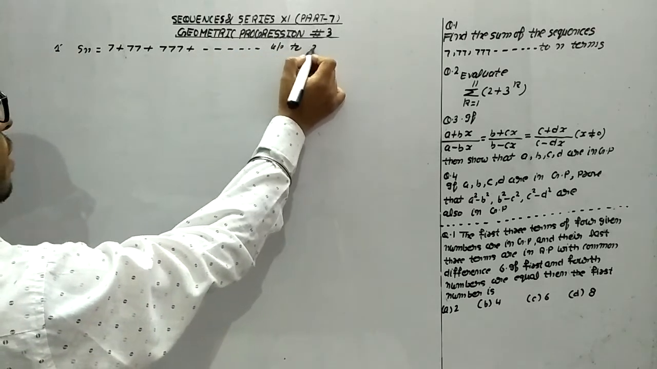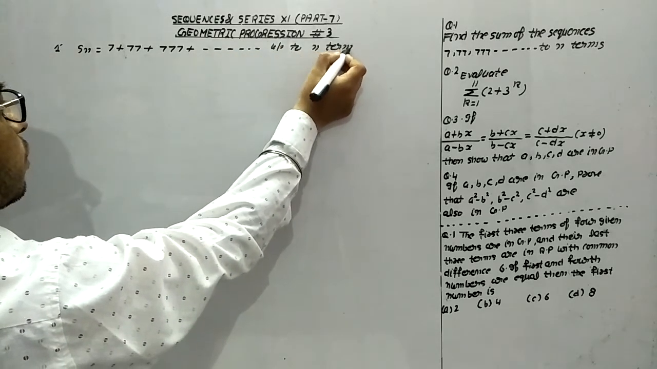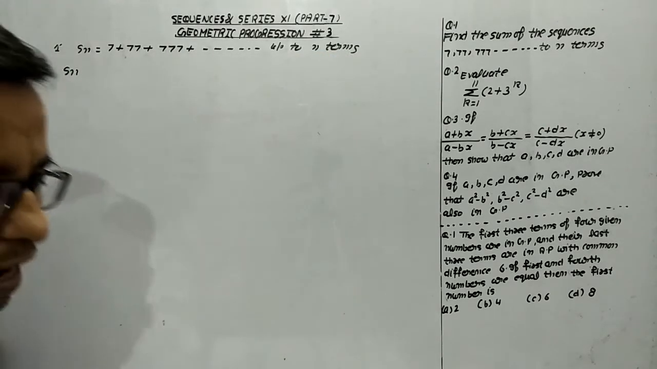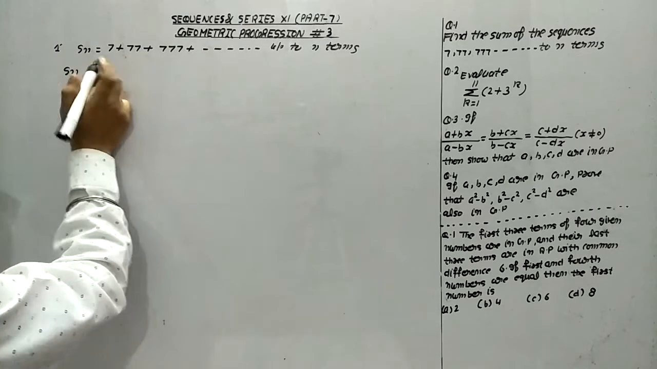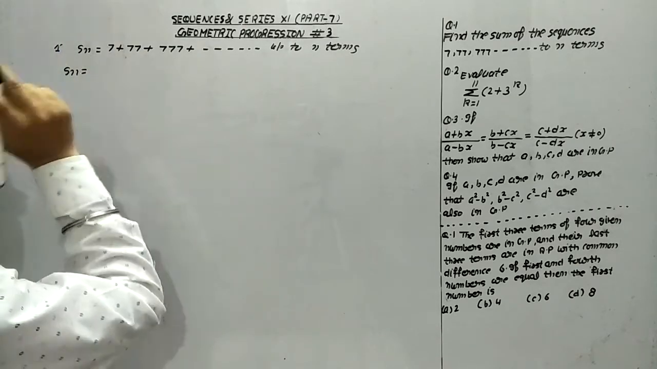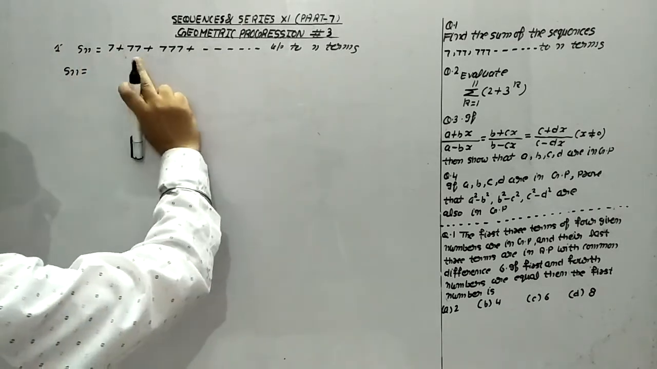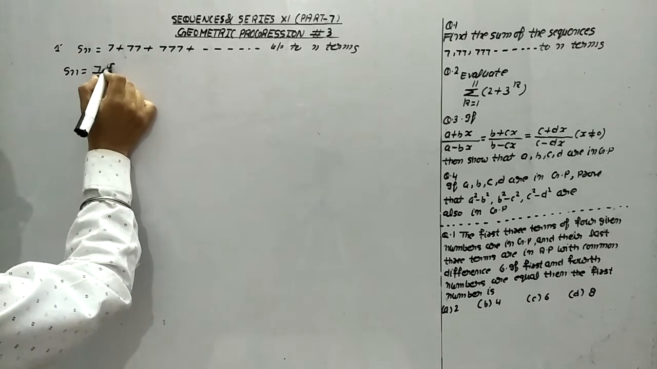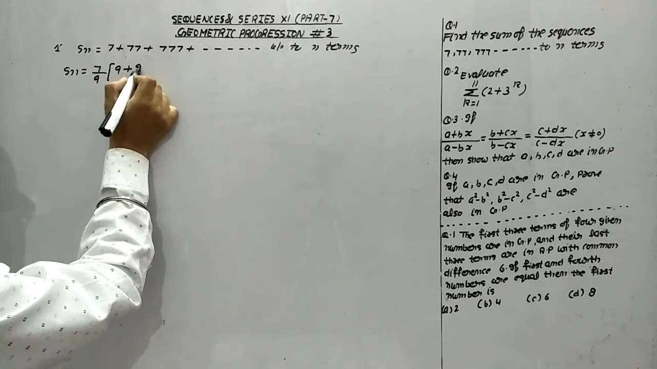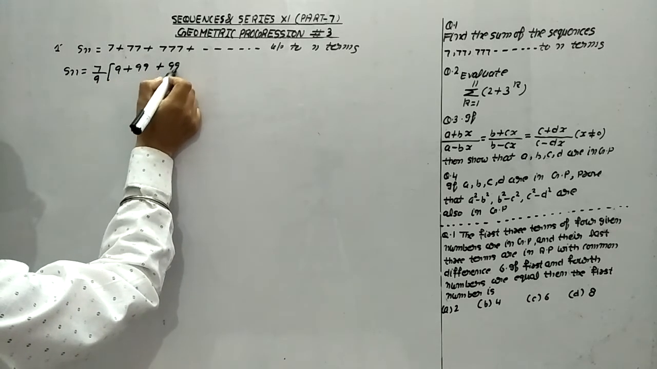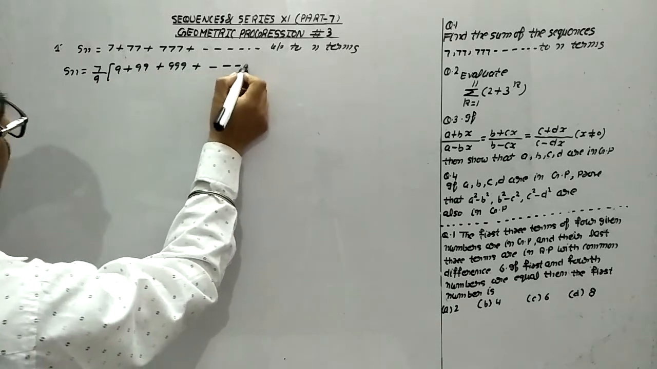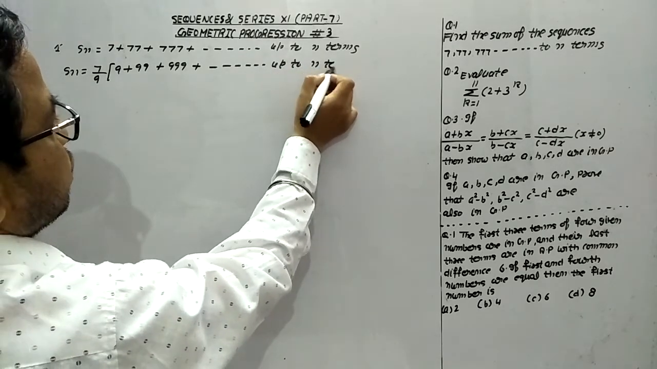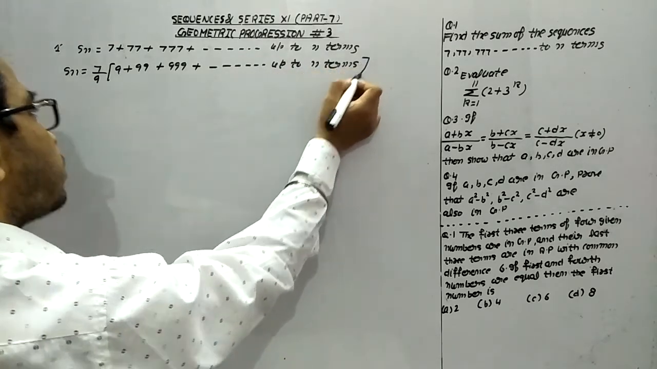Up to n terms. Now look at this. In this type of question, we always multiply by 9 and divide by 9. Take 7 common, because here we have 7, 77, 777. So 7 upon 9, multiplied by 9, becomes 9 plus 99 plus 999 plus and so on up to n terms. This is the basic concept to do these questions.